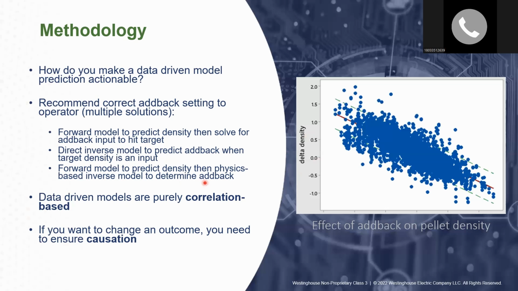So what we ended up doing was creating what's called a physics-informed or physics-based inverse model. So we did a forward prediction of the density, and then we used a known physics model for the effect of add back on the density to then invert that back to get us the appropriate recommendation for add back on the input. So this is a case where, in order to ensure the causation that we needed, we had to combine the neural net model with a physics model as well.